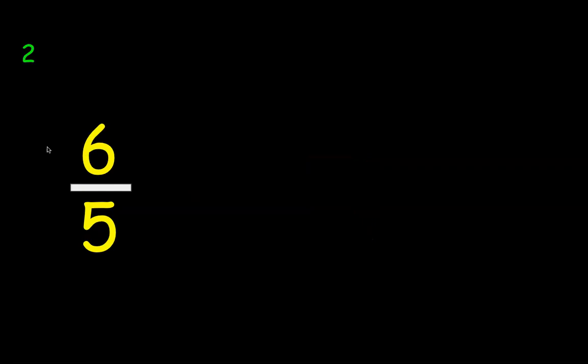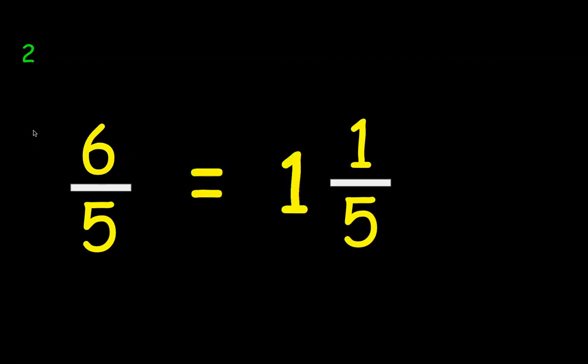6/5. Pause if you like. Right. This pizza has been cut up into 5 equal pieces. So the pieces are called fifths. I have 6/5. How many fifths do I need to make a whole pizza? And the answer is 5. So I'm going to take 5 of these, swap them for a whole pizza, and there will be 1/5 left over.